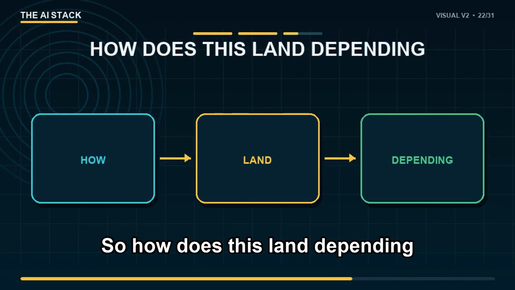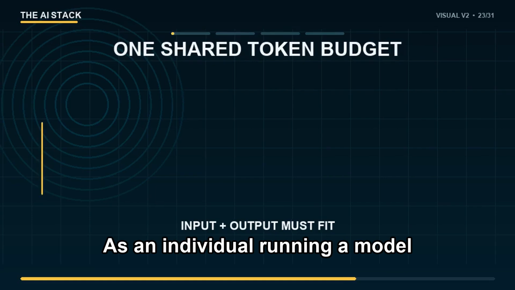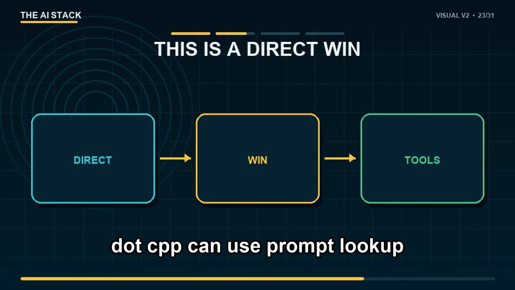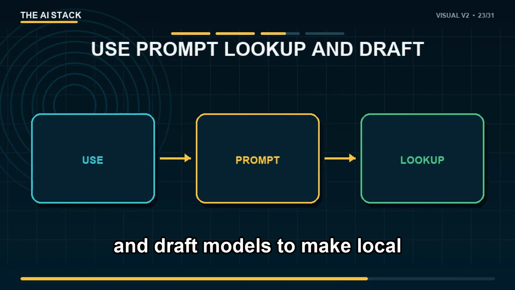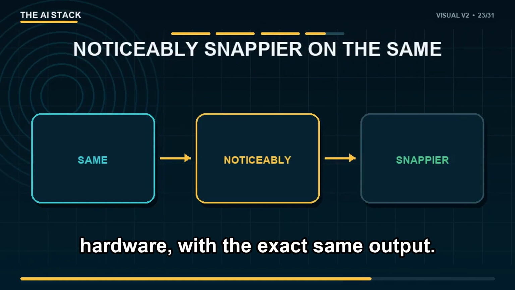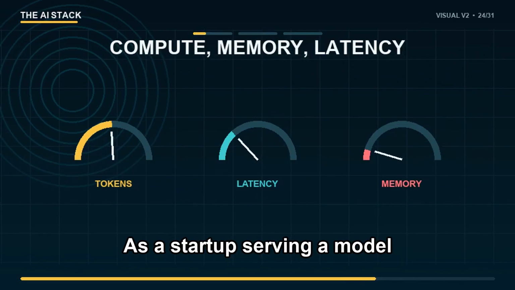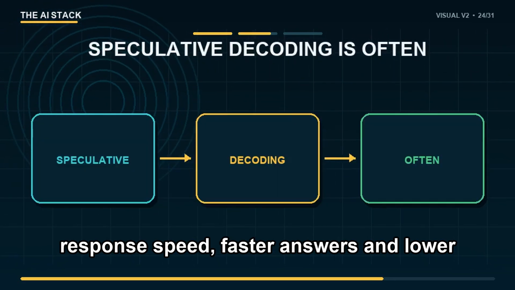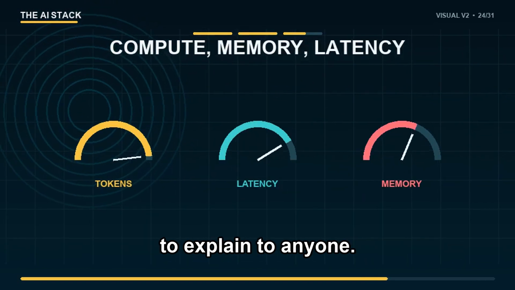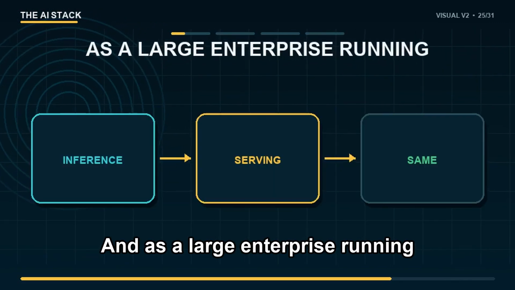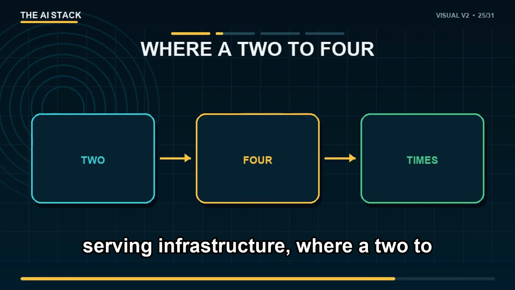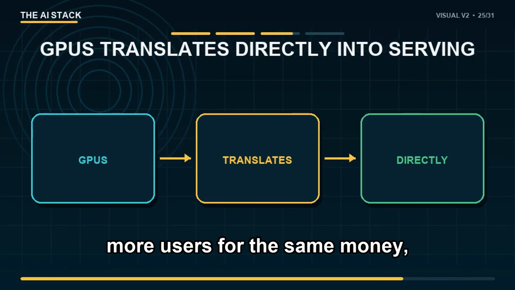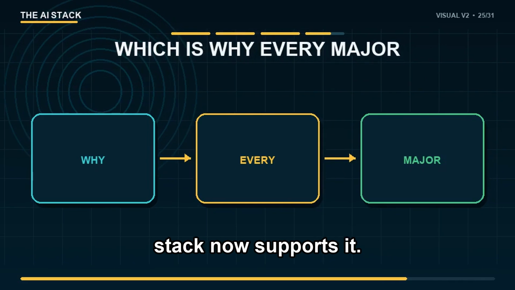So how does this land depending on who you are? As an individual running a model on your own machine, this is a direct win. Tools like llama.cpp can use prompt lookup and draft models to make local generation noticeably snappier on the same hardware, with the exact same output. As a startup serving a model to users, speculative decoding is often the single highest return optimization for response speed, faster answers, and lower serving cost, with no quality trade-off to explain to anyone. And as a large enterprise running inference at scale, this is core serving infrastructure, where a 2 to 4 times throughput gain on the same GPUs translates directly into serving more users for the same money, which is why every major inference stack now supports it.